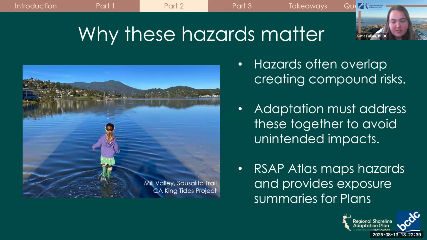It's important to acknowledge that the required hazards are not the only flood hazards that jurisdictions should be aware of. Jurisdictions are encouraged to consider additional hazards like wave runup and riverine flooding in their adaptation plans if data is available locally. However, because we don't have regionally consistent or high-quality data for these hazards, they are not requirements in the RSAP, and data is not provided in the atlas.